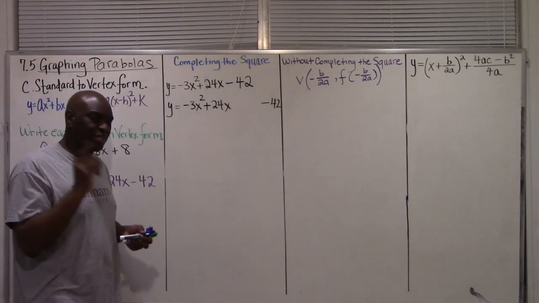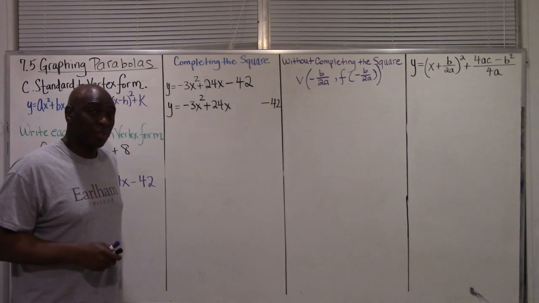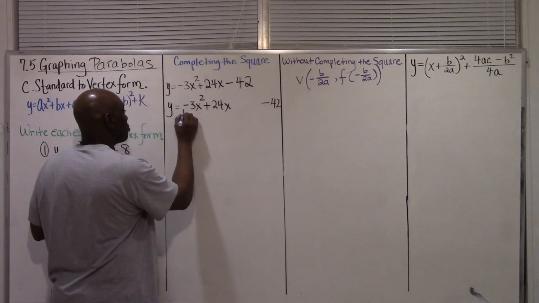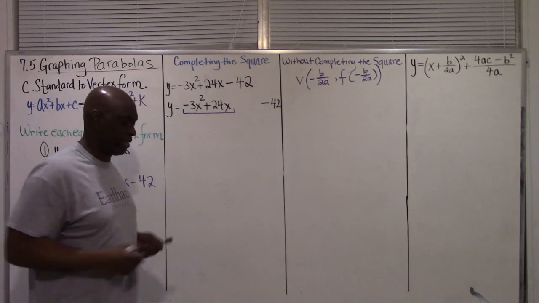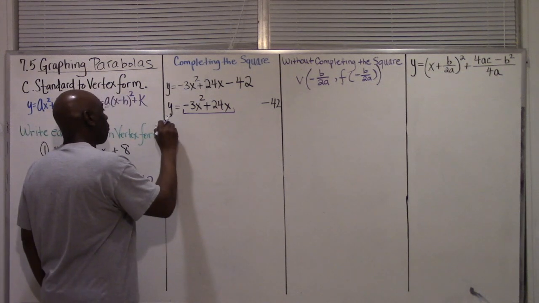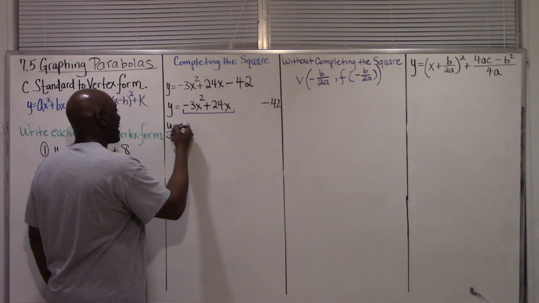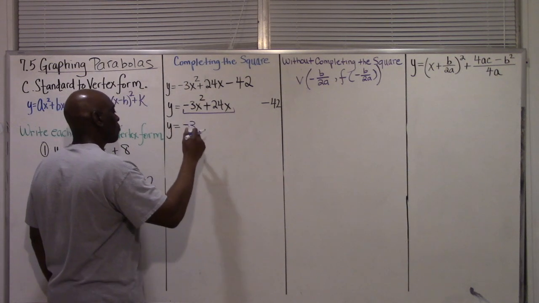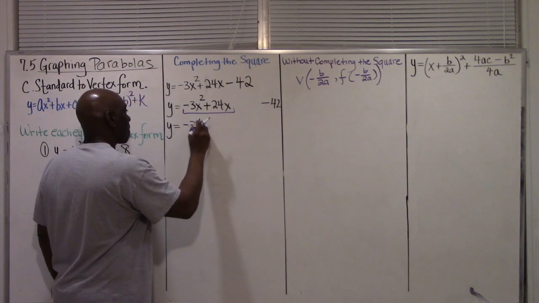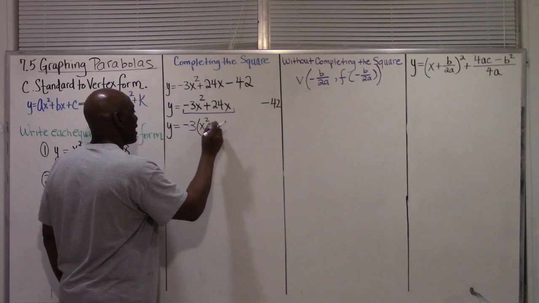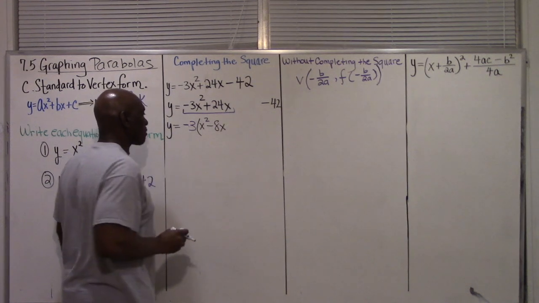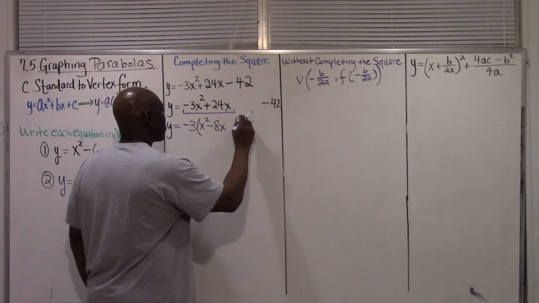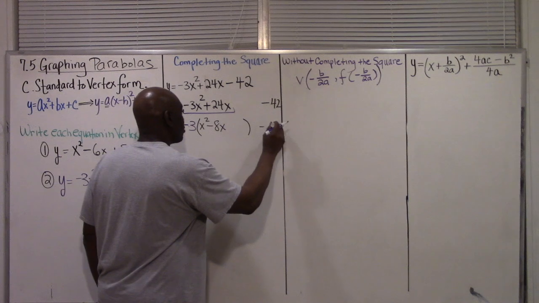Now in this case, watch this, ladies and gentlemen, because you have to factor. You have to factor the GCF between these two terms. Factor out a negative 3. So we're going to have y equal negative 3. See that? Negative 3 times x squared minus 8x. Leave a space, minus 42.